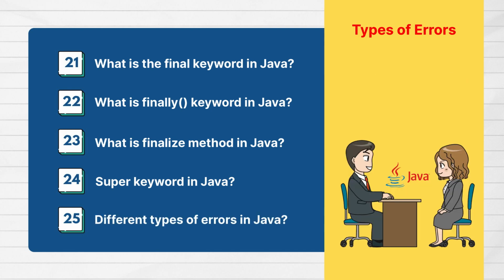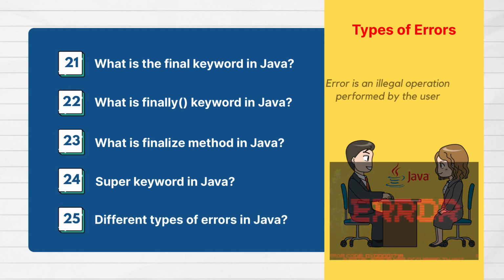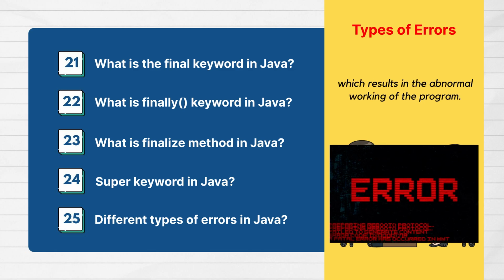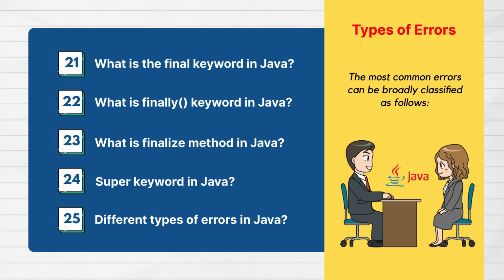What are the different types of errors in Java? Error is an illegal operation performed by the user which results in the abnormal working of the program. The most common errors can be broadly classified as follows: runtime error, compile time error, and logical error.